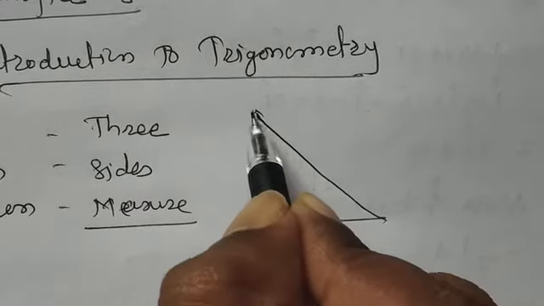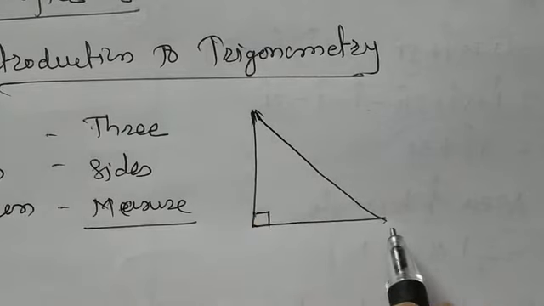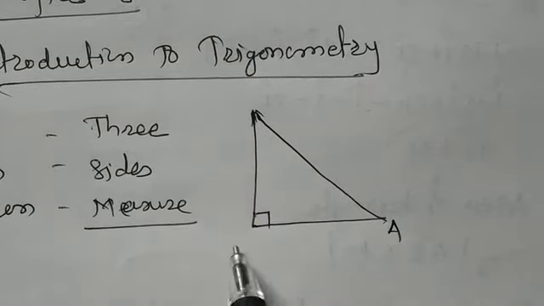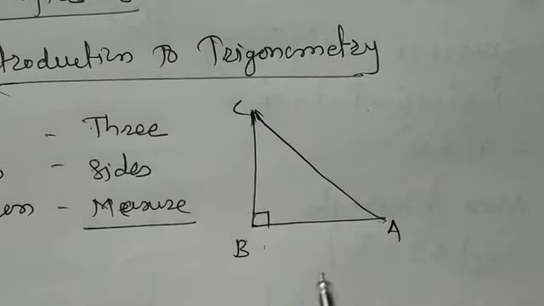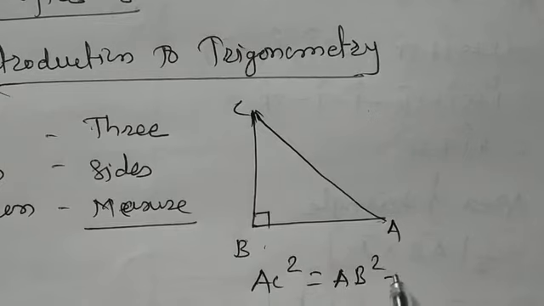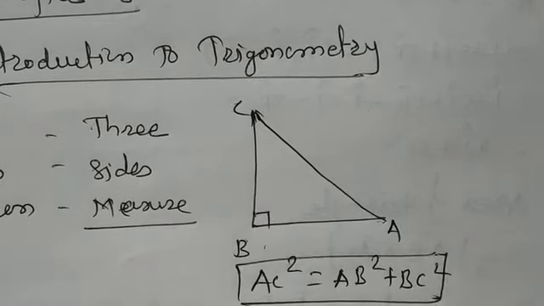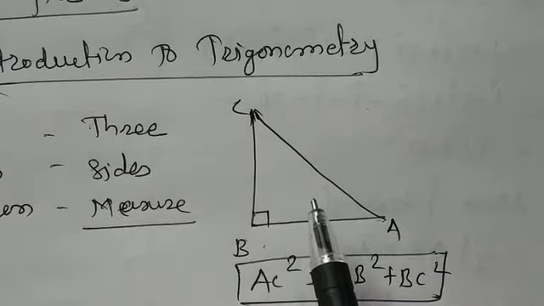Now when you hear right angle triangle, you know that famous theorem, the Pythagoras theorem. What does the Pythagoras theorem say? It says that hypotenuse square is equal to the sum of the adjacent sides' squares. That means AC square is equal to AB square plus BC square. This is the Pythagoras theorem. We can use this theorem in the trigonometric format.